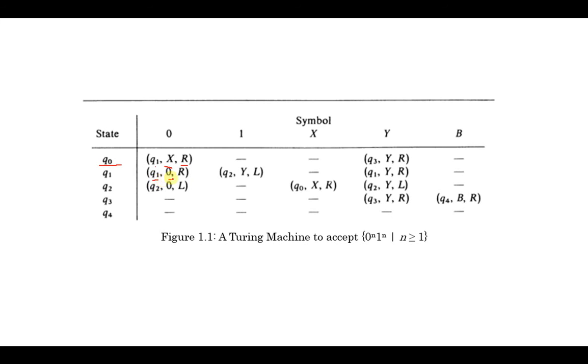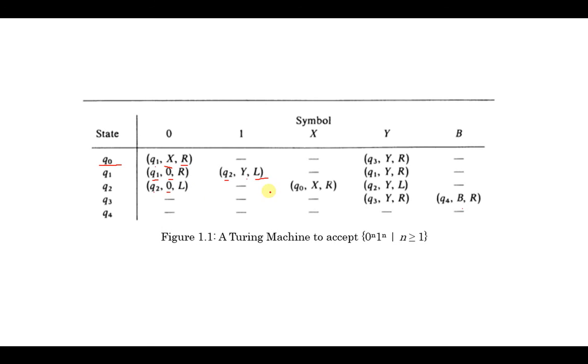If M sees an X or B, it dies. However, if M sees a 1 in state Q1, it changes that 1 to a Y and starts moving left. In state Q2, M moves left over zeros and Y's, remaining in state Q2.